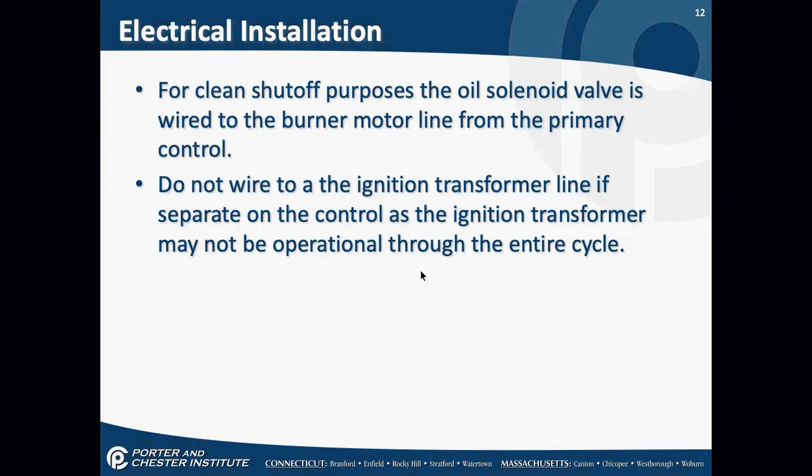For clean shutoff purposes, the oil solenoid valve is wired to the burner motor line at the primary control. Don't wire it to the ignition transformer line if there's a separate ignition transformer line, because the ignition transformer might shut off as soon as ignition is proven. Newer primary controls, like the type I've shown you pictures of, will have a line voltage coming in. It will have a neutral.